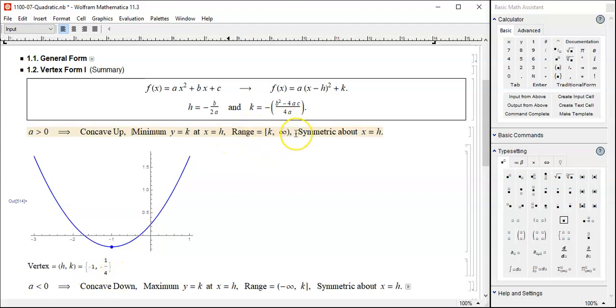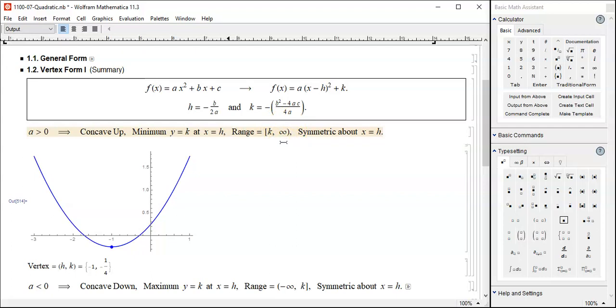Also, the range is k to infinity, and that's easy to see. All these graphs are going up, so the y-coordinate is going up to positive infinity. The graph is going up to the left and to the right. But down below, it stops at y equals k. So we have a bracket at k, because the vertex point is part of the graph. So y equals k is certainly allowed. When x is h, y is k. So yes, that's the minimum. Toward infinity, that's always a parenthesis because nothing is actually equal to infinity.